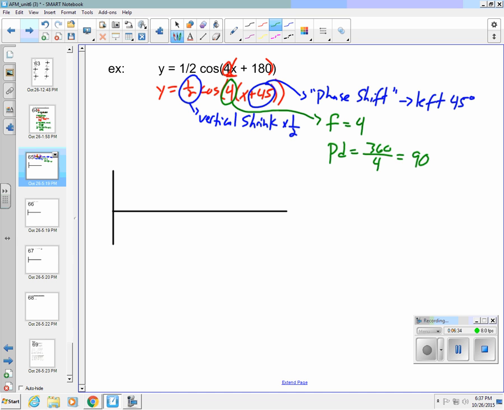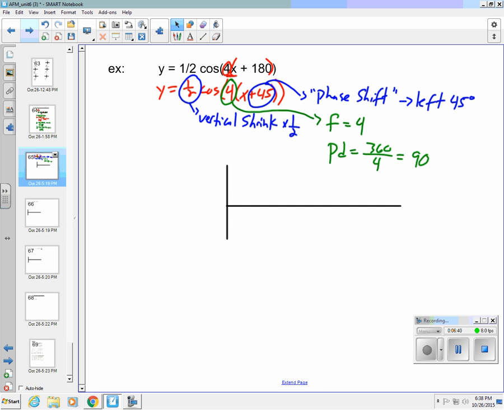So this is how we'll go ahead and start dividing up this graph. Here, since we're going left 45, we're actually going to have to extend our graph backwards a little bit and start our cosine pattern at negative 45. The full period would be 90, so to get to 90 we have to go out to a positive 45.